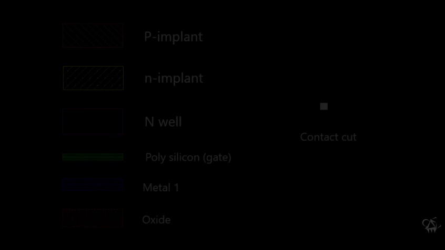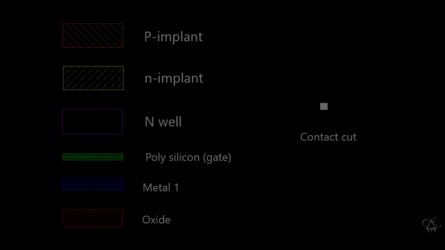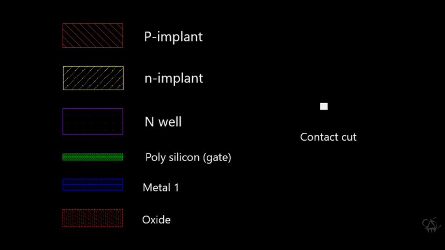So in today's video, it will mainly be concentrated on the basics of layout designing and about the different layers that are available and how a transistor is formed. So coming to the basic layers, we have all these layers that are available to us: the N and P implants, the N well, the polysilicon, metal, oxide, and a contact. So coming to the P implant and N implant.